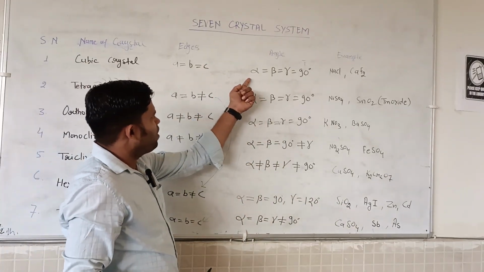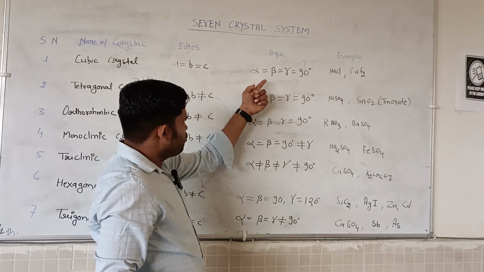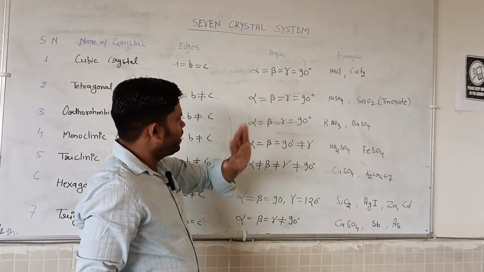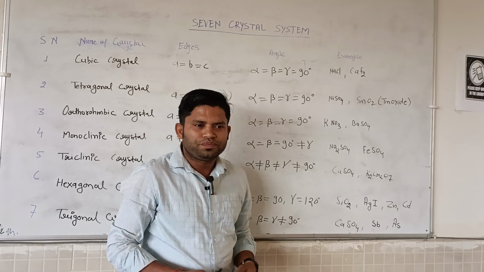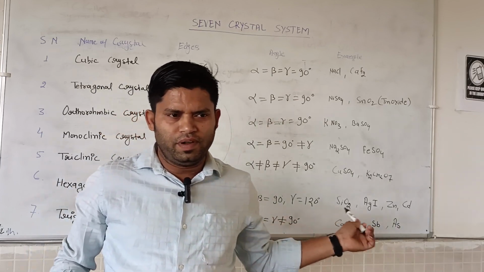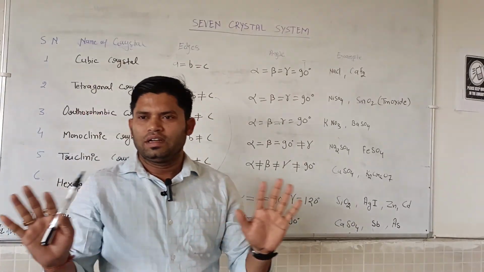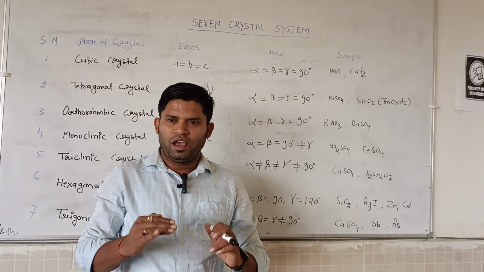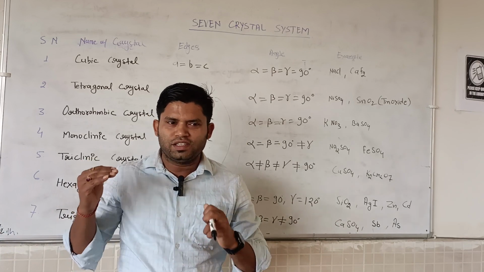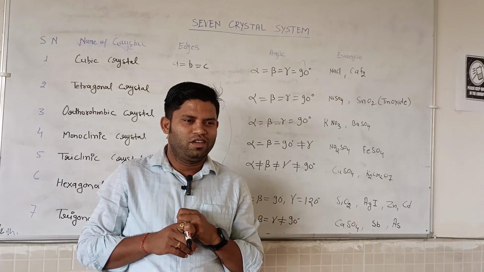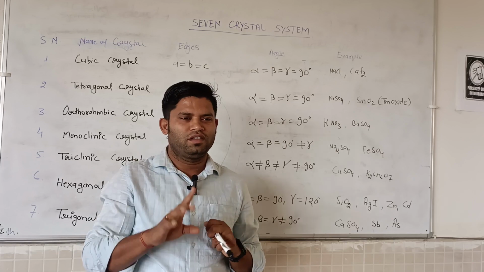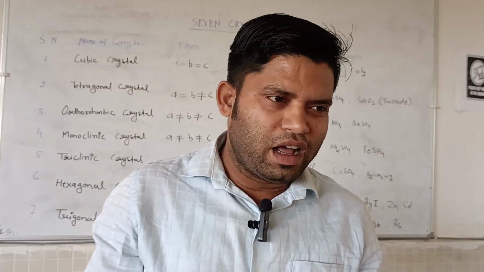The same thing is in angles: alpha equals beta equals gamma equals 90 respectively. But very different. Okay, so is this class clear? Any doubt regarding any place or point? Anyone? If any doubt, ask me.